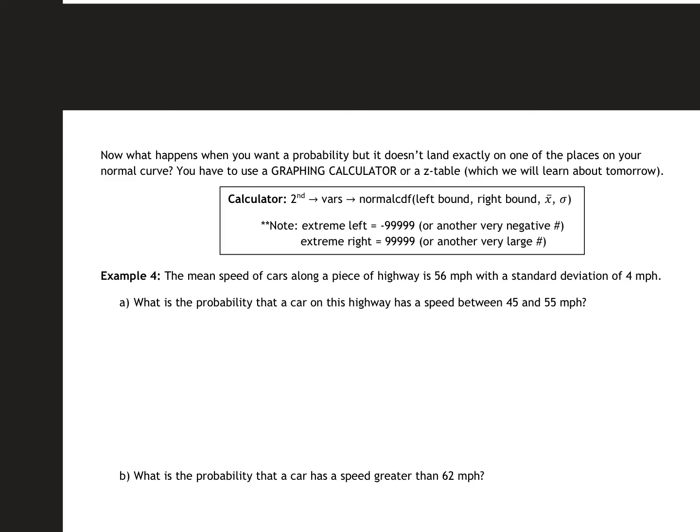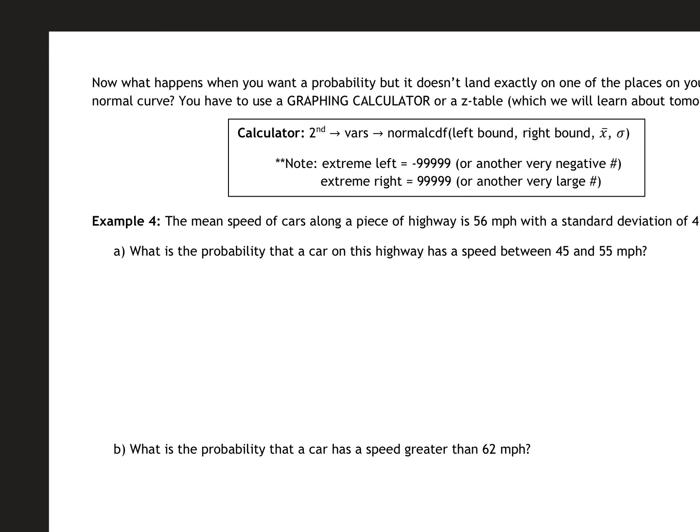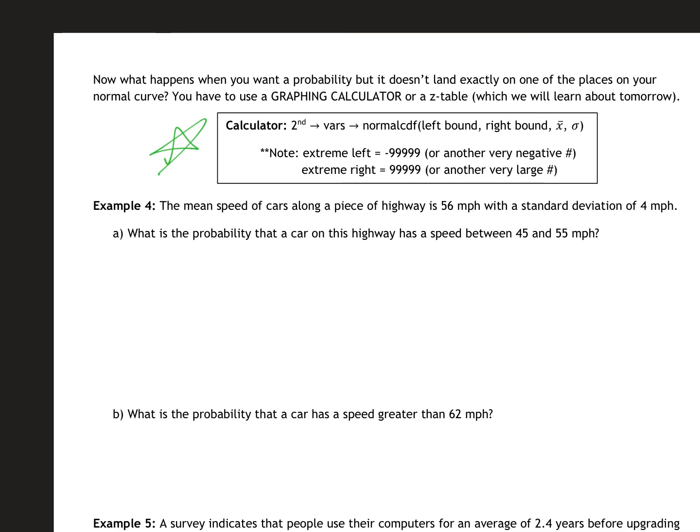So the calculator here, second VARS, normal CDF, left bound, right bound. This is so important if you're going to do it. If you don't have a calculator, you have to use a z-score. If you do have a calculator, you can type it in. Some notes, notice the extreme left is negative 9999 or any other very large negative number. And the extreme right will be a very, very large number.